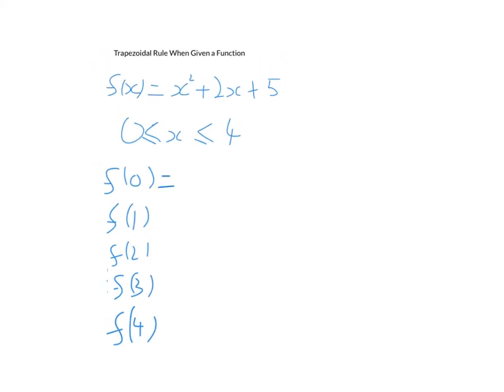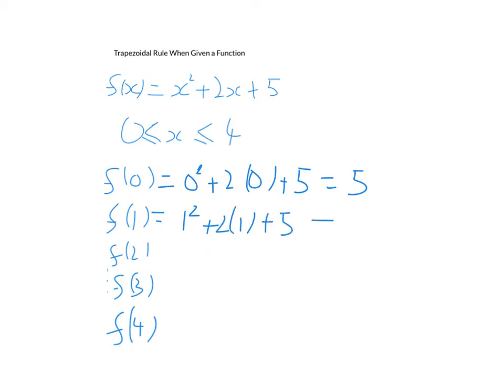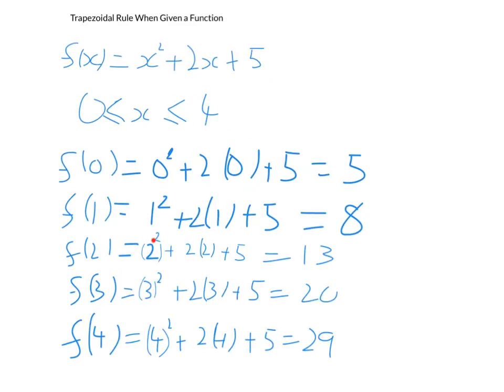If we get f of 0, that will be 0 squared plus 2 times 0 plus 5, which will give us 5 overall. If we get f of 1, that will be 1 squared plus 2 times 1 plus 5, giving us 8 overall. And the rest we can fill out and sub in similarly. Now, we don't actually need to plot this onto a graph, but just so you can see where it ties into the trapezoidal rule, we're just going to do that for this specific example.